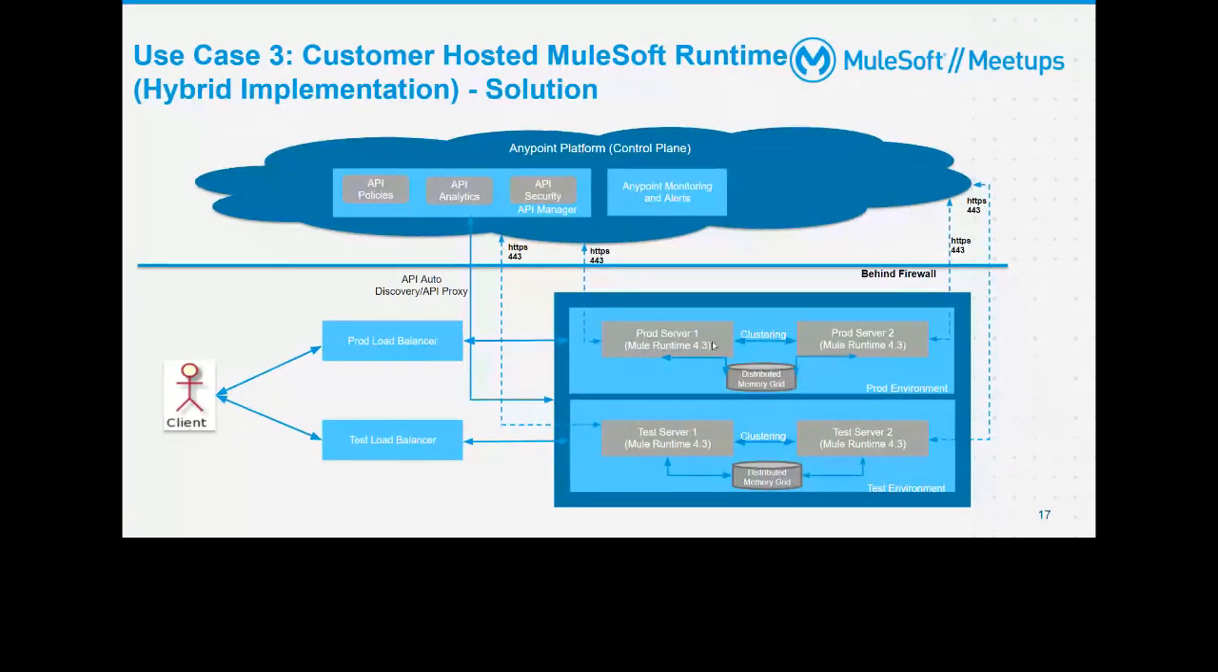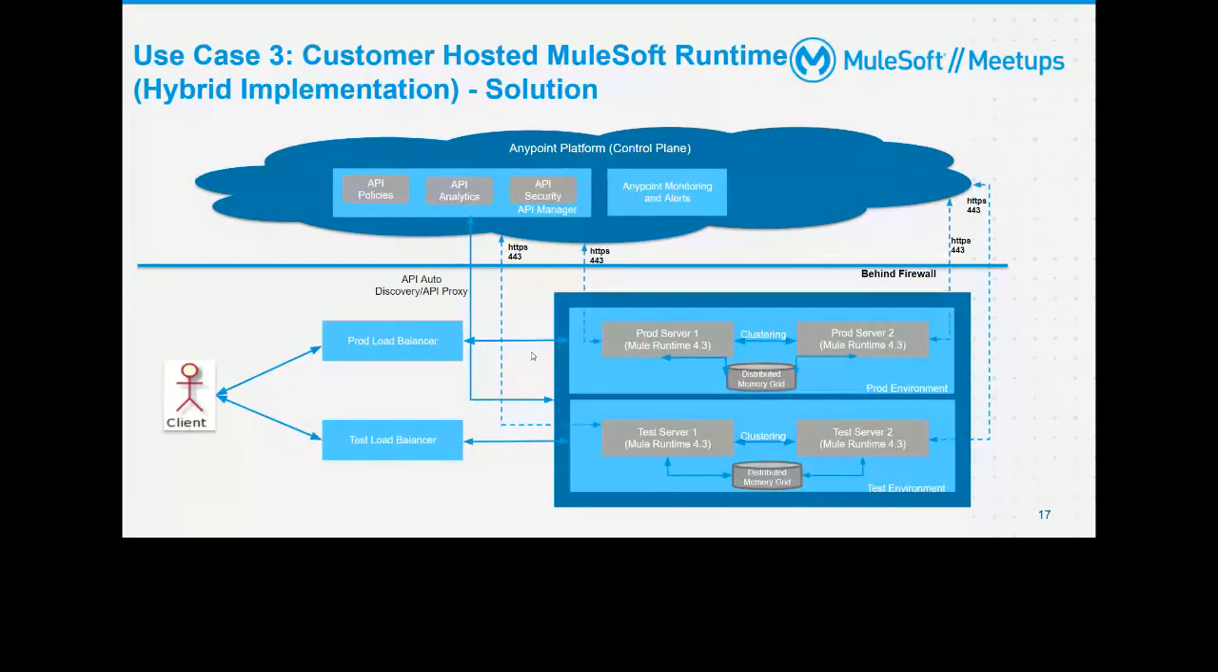So basically, clustering doesn't do the HTTP workload load balancing. That's why we have to use an external load balancer for load balancing the HTTP workloads. Okay. Any question on this particular architecture?